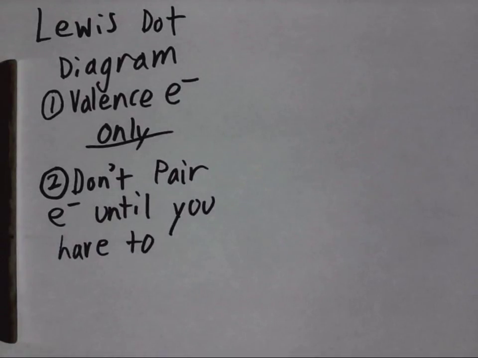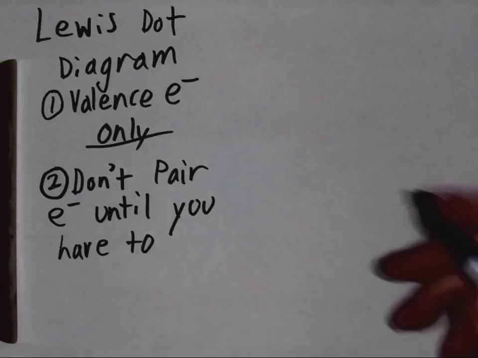So for these Lewis dot diagrams, we are only interested in the number of valence electrons. Numbers of valence electrons are conveniently listed on that colored periodic table we made, the one that we colored in with colored pencil or whatever. So I'm going to do a Lewis dot diagram for boron here.